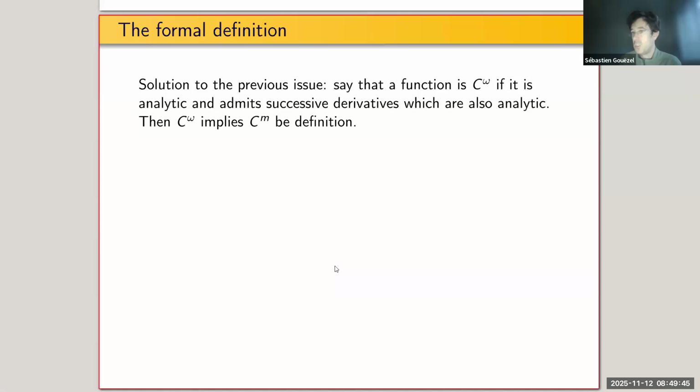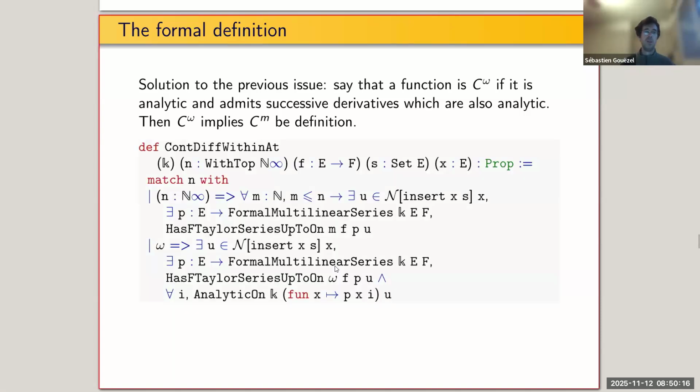In a sense, it's cheating. But with this definition, C omega will imply Cm, because in particular, a C omega function has a sequence of successive derivatives, so it's also C infinity. So coming back, one second. Okay, and now I think we've solved all the major naive issues that we had.